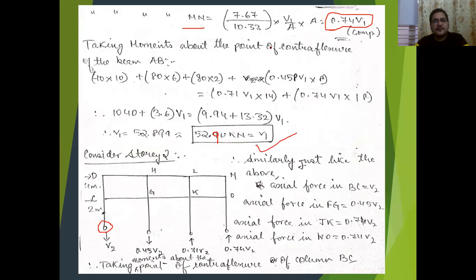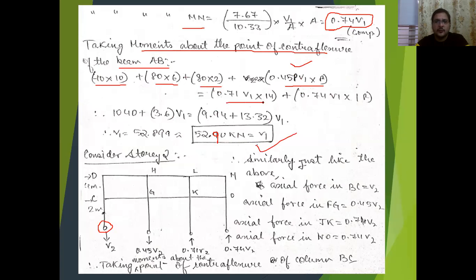If you don't understand, basically we are taking the moments about the point of contraflexure. Taking the point of contraflexure as the reference point, we have the lateral forces: 40 kilonewton into 10, 80 into 6, and 80 into 2. These are all clockwise moments from left to right. And also we have 0.45 V1 into 8, the axial force on column 2, which is also a clockwise moment.